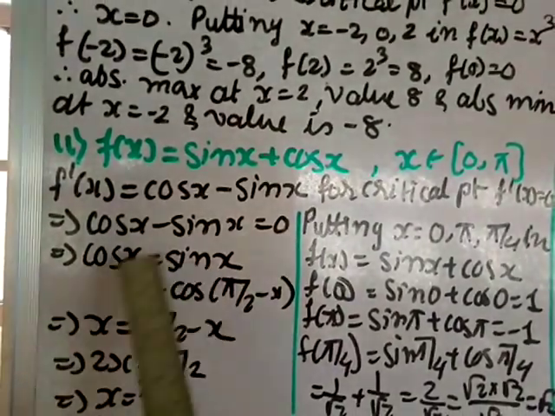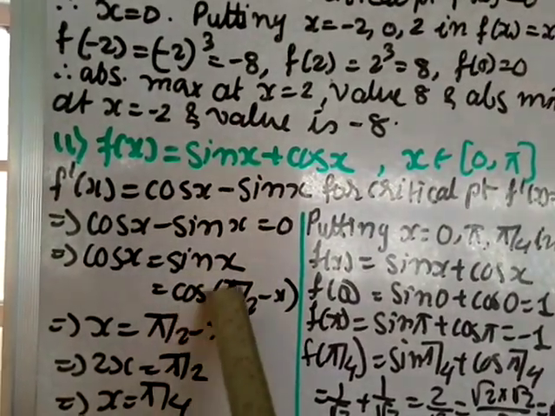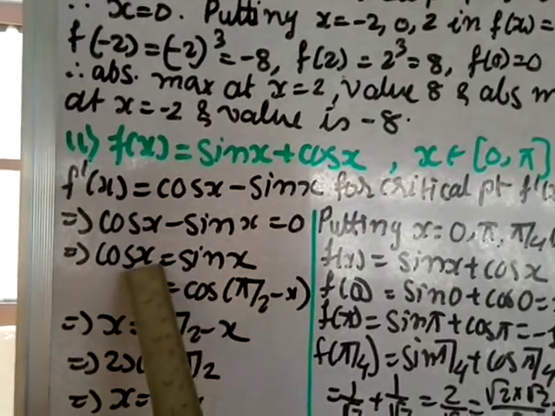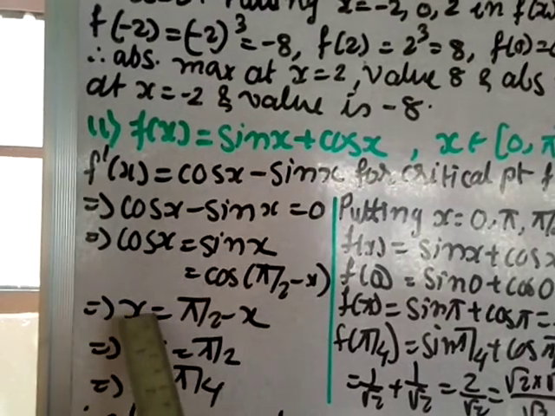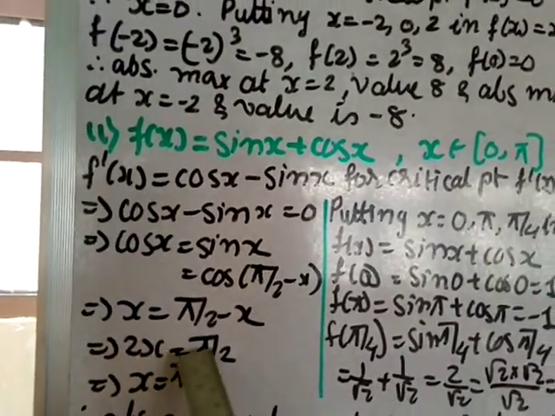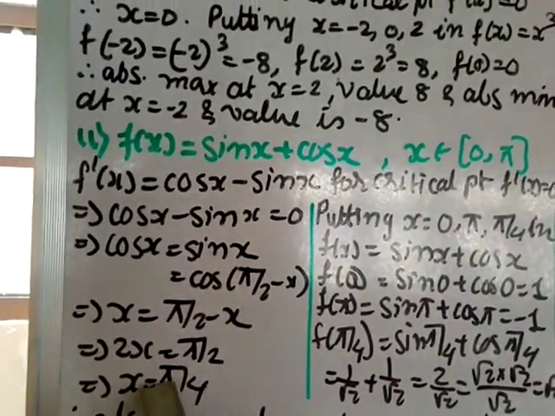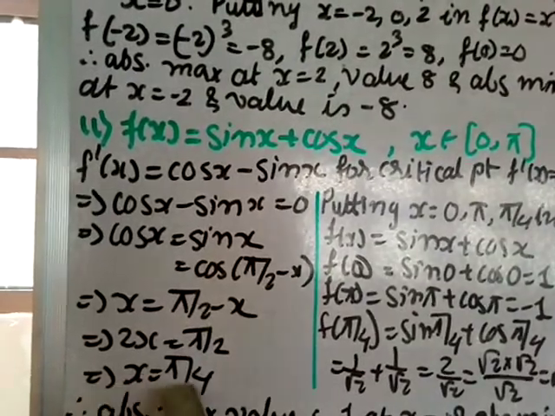So converting sin into cos by using the formula cos of pi by 2 minus x. So I can compare x and pi by 2 minus x. Then minus x, to transfer here, becomes plus. So 2x equals pi by 2. Divide by 2, so it becomes pi by 4. So I get the value of x as pi by 4.